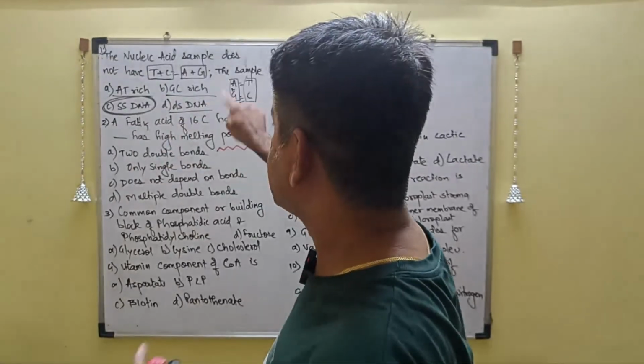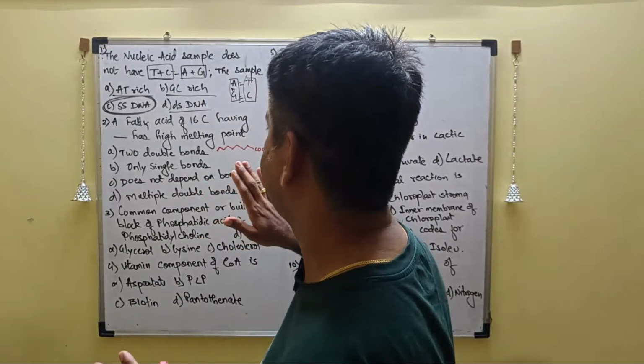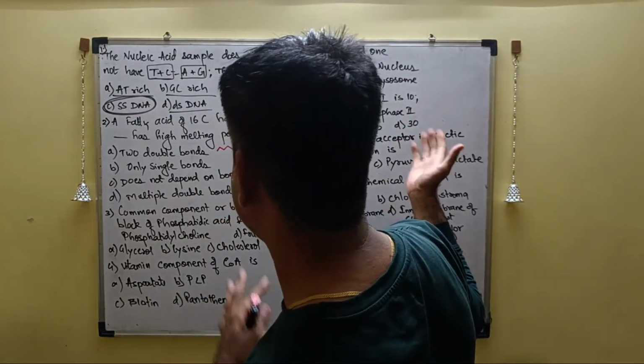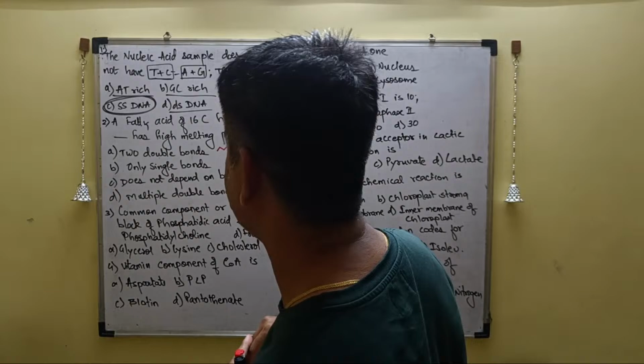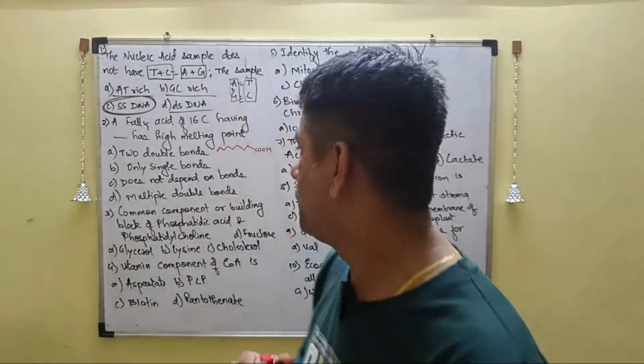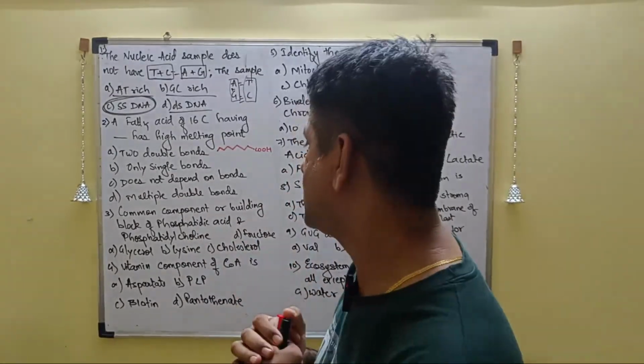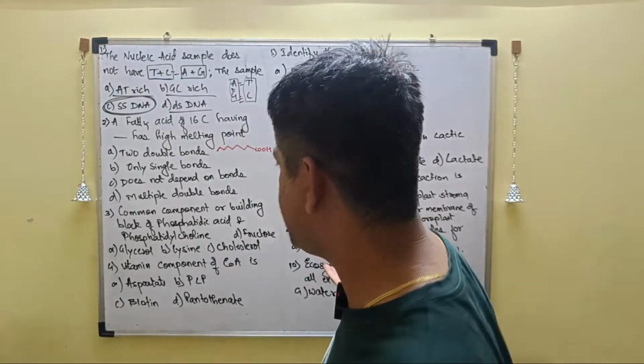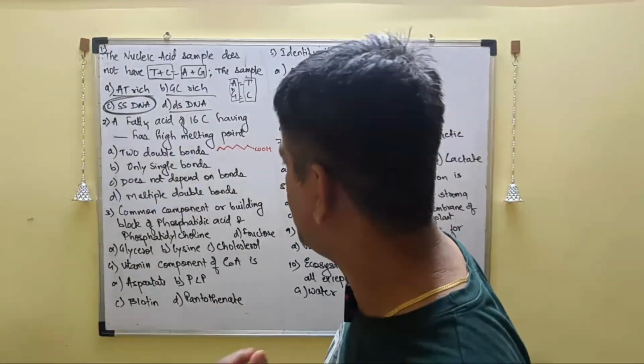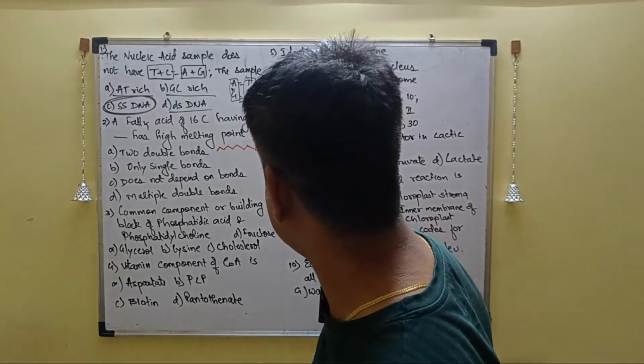A fatty acid of 16 carbon has dash high melting point. Which fatty acid will have a high melting point? The one which has a double bond, the one which has only single bonds, the one which has multiple double bonds, the one which has two double bonds, or does it not depend on bonds?